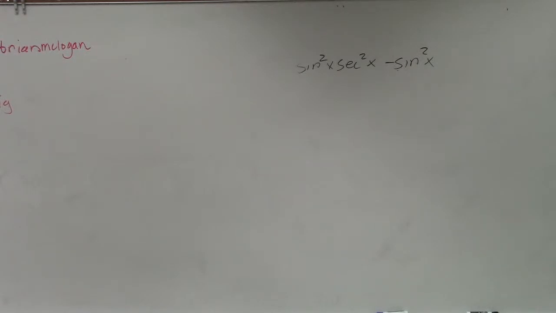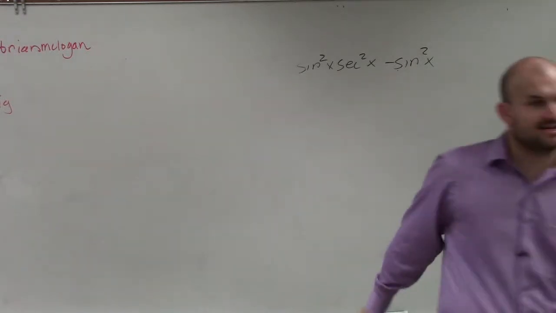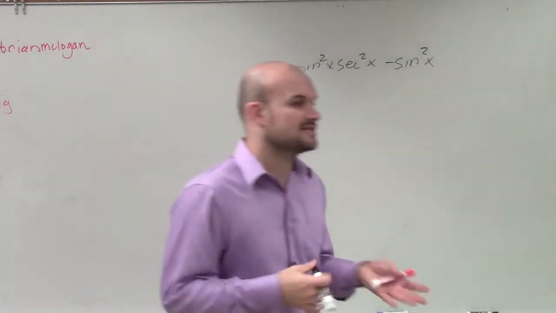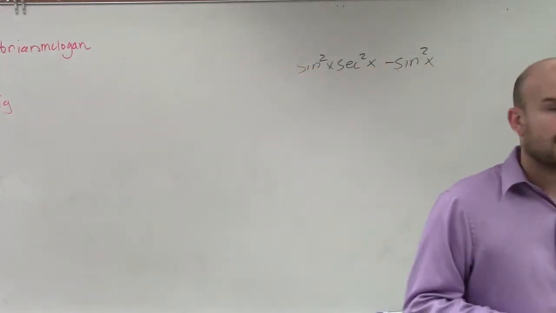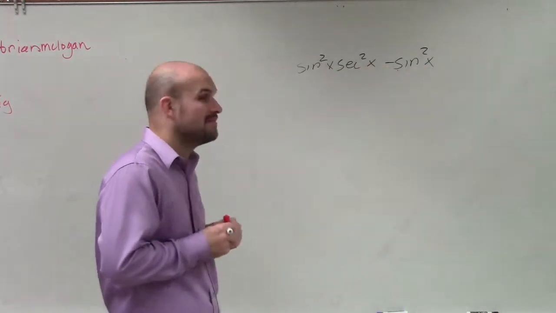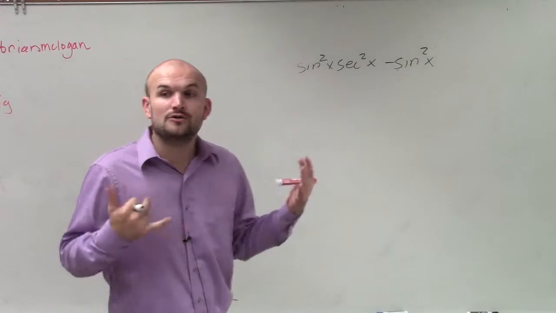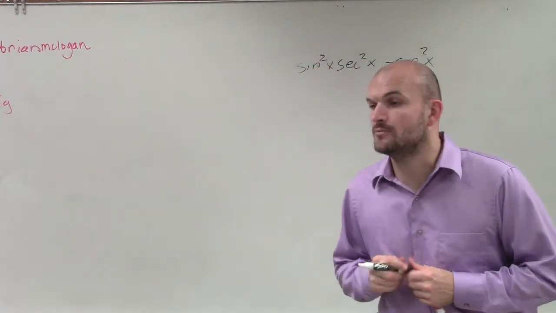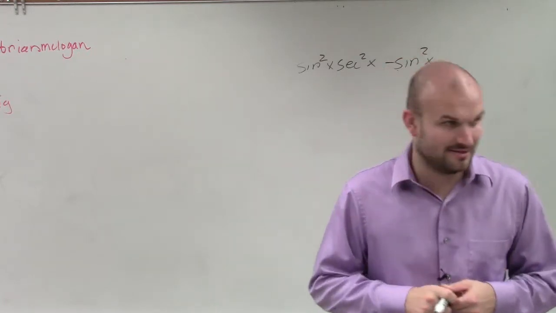OK, so in this example, we talked about if we had a rational. We're going to get into adding and subtracting here in just a second as well. But in this case, you can see we have sine squared of x times secant squared of x minus sine squared of x. You can also look into different operations that we talked about, as far as what we call factoring, right?